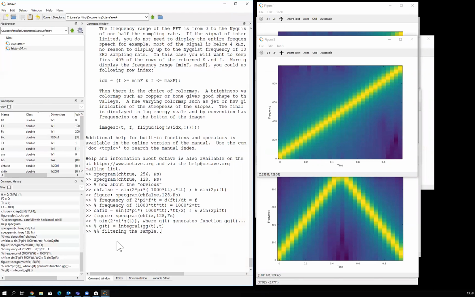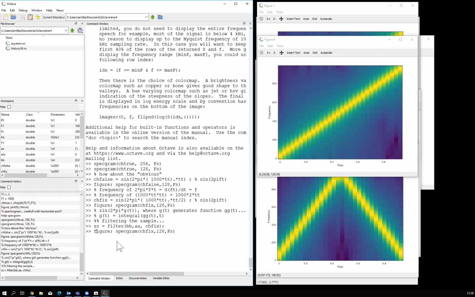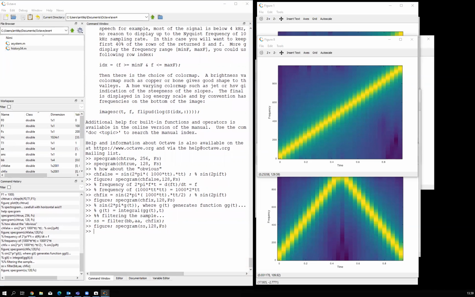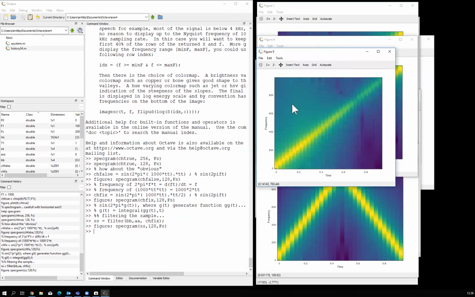We can now, I will show you the last part, filtering the sample. What happens? Simple thing. We have that system B and A. So I'll call it S equals filter B, A and data. I use my chirp fix, new figure. So the filter actually provided this kind of picture. So where did we have this? We have 750 hertz was one of those lines.